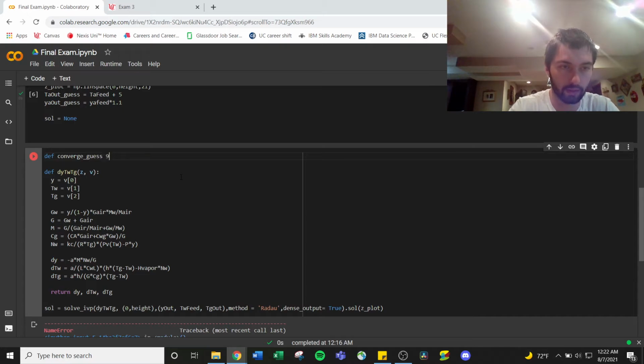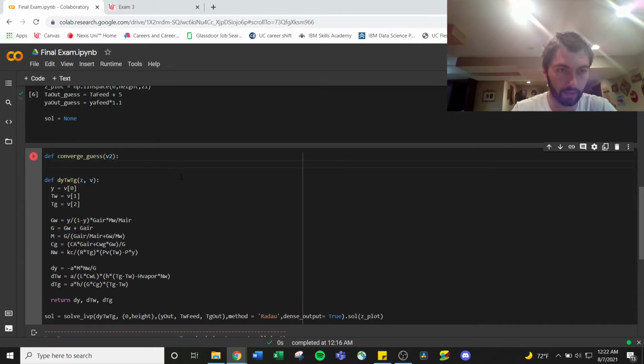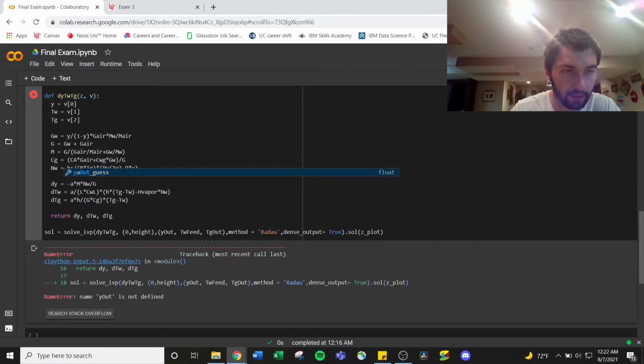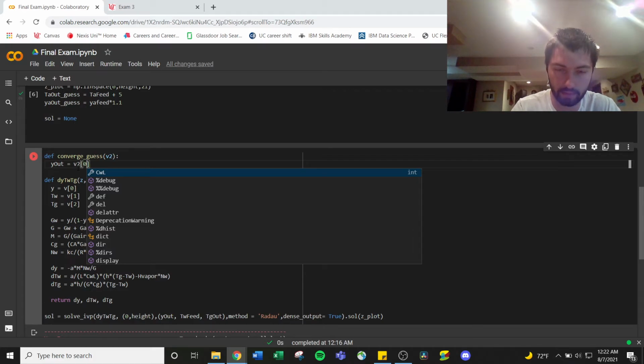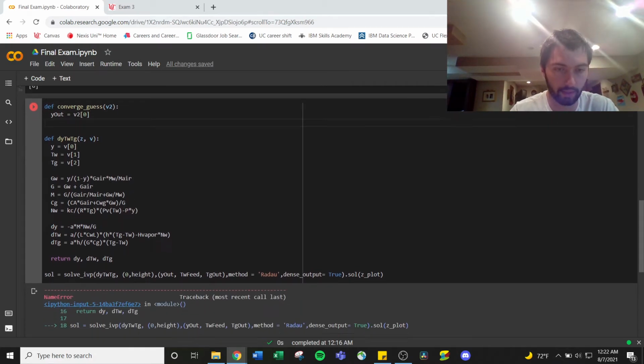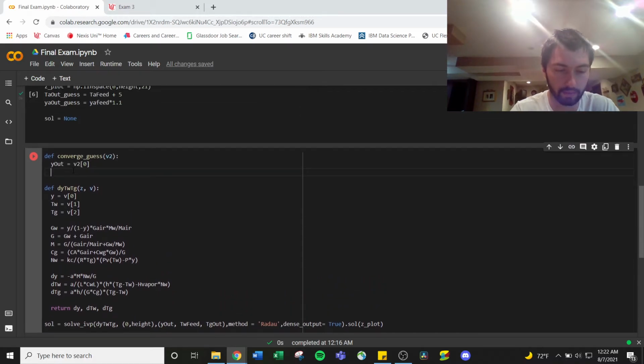guess. And we're going to feed this a variable. We already used v, so we'll use v2. And that will take in our guesses, so y out, I believe I called it. Yep, y out. So y out will be equal to v2 and the first element. And then our second one that we don't know is tg out. So tg out will be equal to the second element.